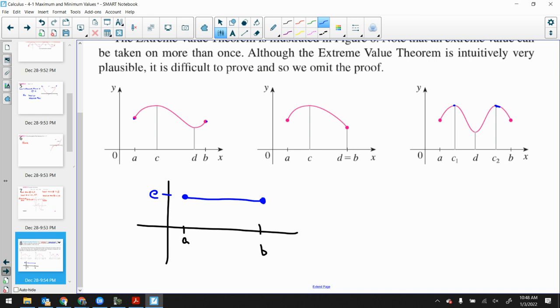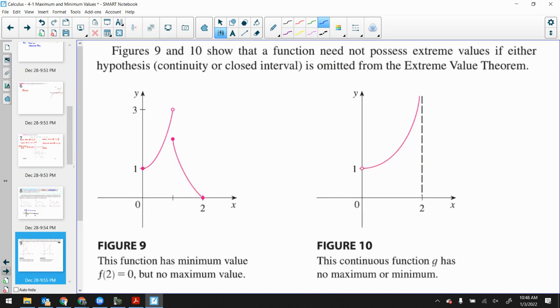Okay. What's my next example here? It's important to note that if the if statement doesn't apply, you can't use the then statement. For example here, can we use the extreme value theorem on these cases? The answer is no. You cannot, because in the first option, in figure 9, that's not continuous, right? There is a discontinuity there.